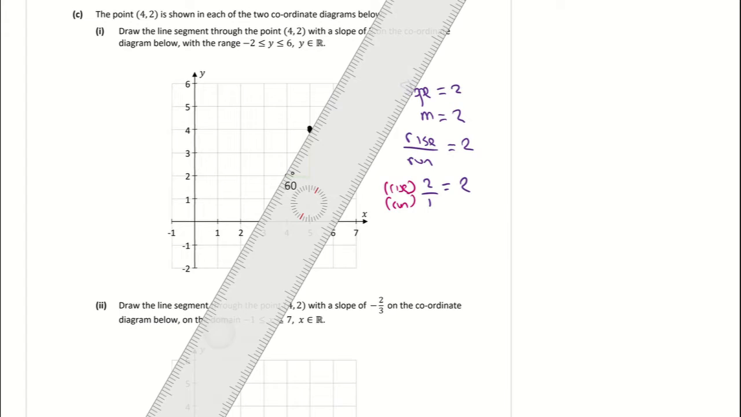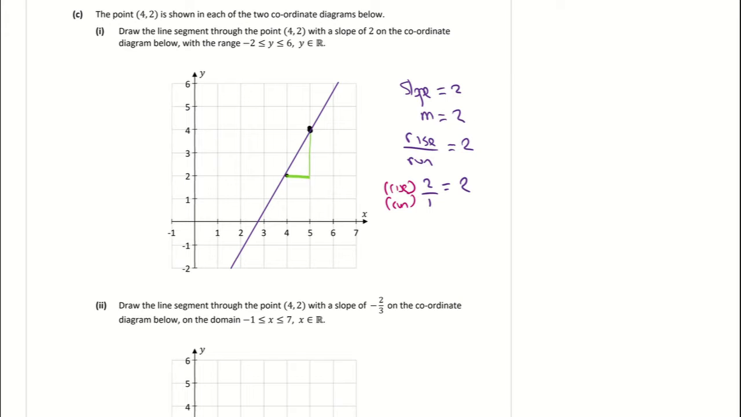And remember what the question says here, though. It's saying it's between minus 2 and positive 6. So I'd need to go all the way. So what that means here is from here to here. So that would be part 1 done.